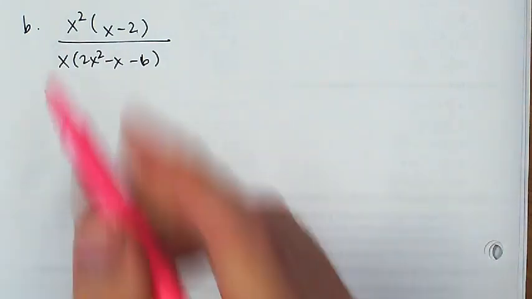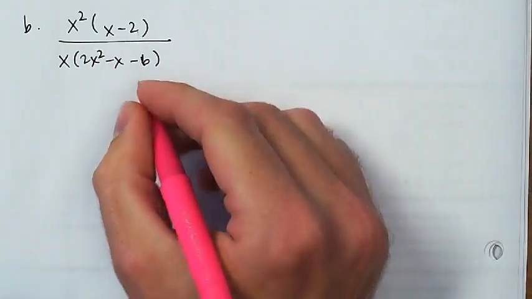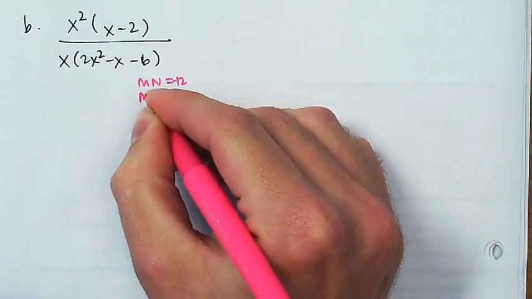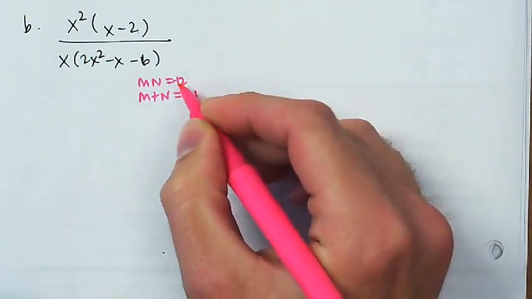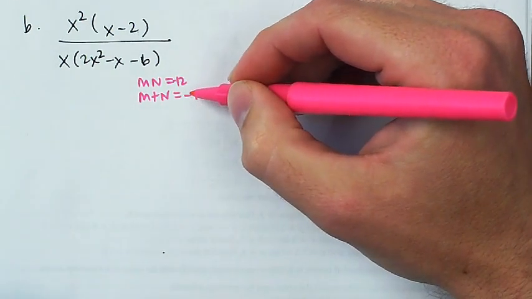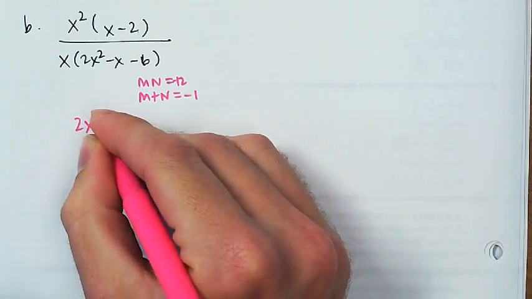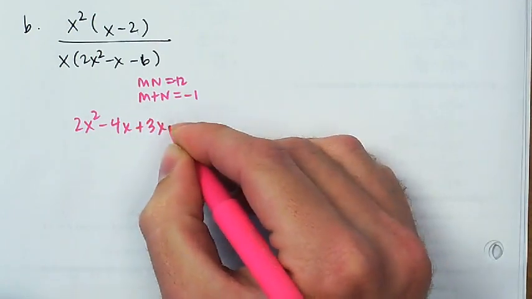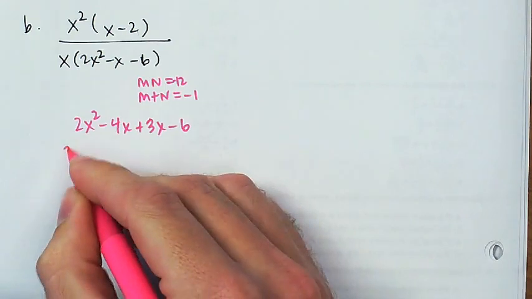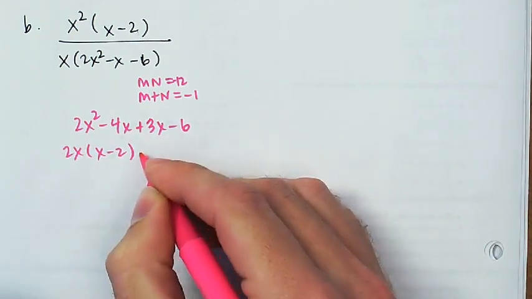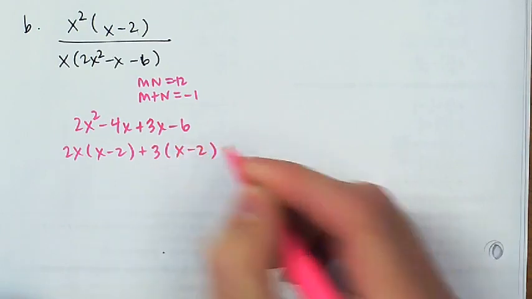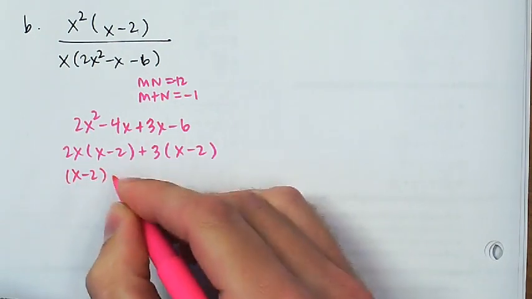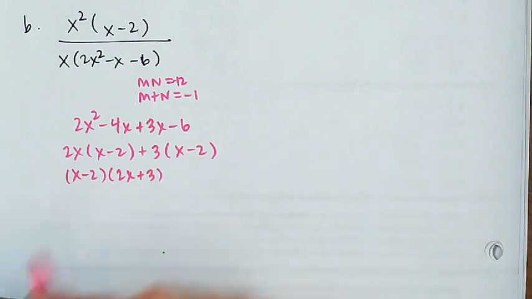I'm looking for two numbers that multiply to 2 times negative 6, which is negative 12, and add together to get negative 1. I'm seeing 4 and 3, so negative 4, positive 3. So the thing in parentheses is 2x squared minus 4x plus 3x minus 6. Then I'm going to factor by grouping. This is 2x times x minus 2 plus 3 times x minus 2. Then I'll factor out the x minus 2's, and I'll be left with 2x plus 3.